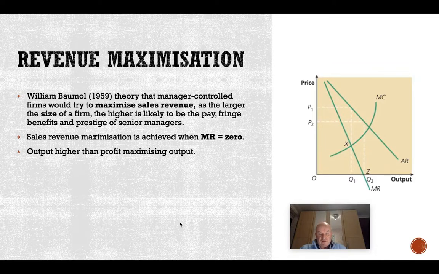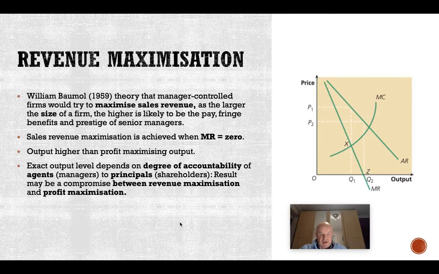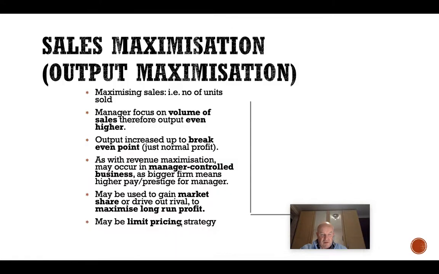In this situation, output is going to be higher than the profit maximizing output, as we mentioned. But the exact level of output is going to depend on the degree of accountability of agents, like managers, to the principals. And in some situations, we might find there's a compromise between revenue maximization and profit maximization. That's basically where we're talking about revenue maximization.